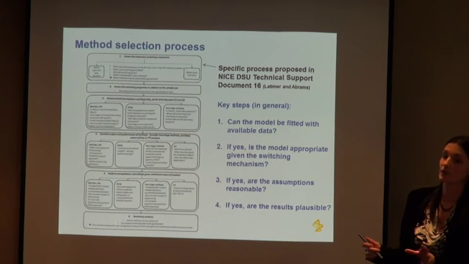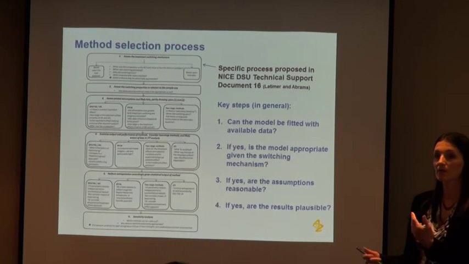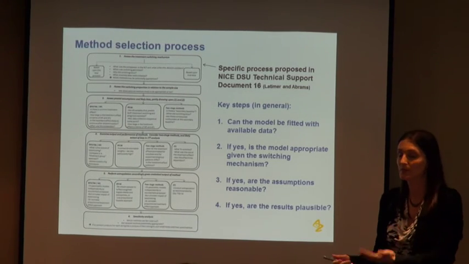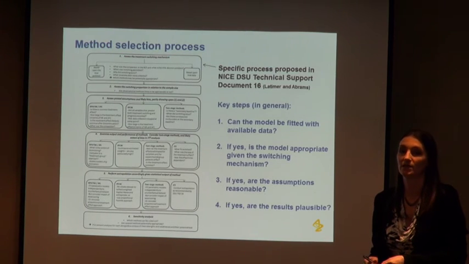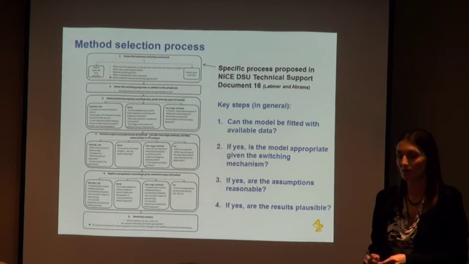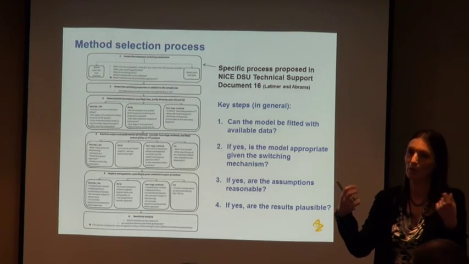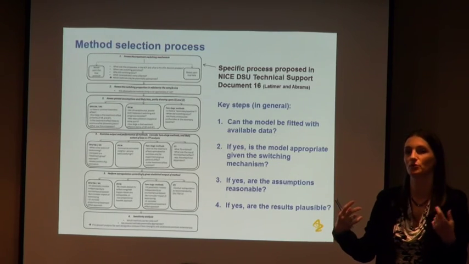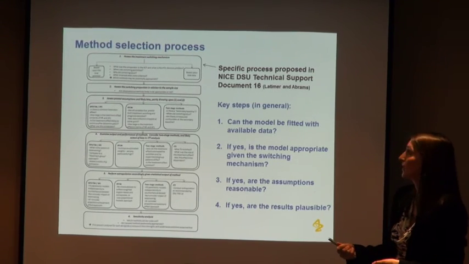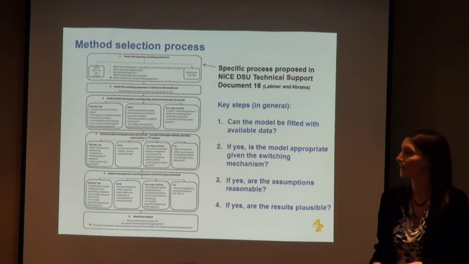Assuming you can fit the model, you've got the data. Is it appropriate given the switching mechanism? So some of these methods, like IPCW and the two-stage method, they're not appropriate if you have more than 80% of patients switching. Because what you need is a reasonable amount of switches and non-switches so you can pull out which covariates are causing the switch. What are your potential confounders? If you don't have enough non-switch patients, then that estimation isn't going to be very good.